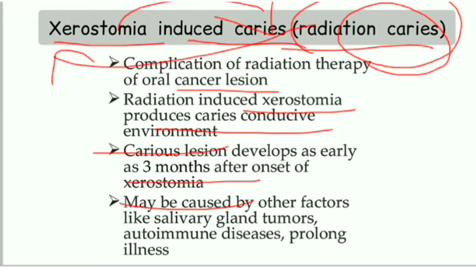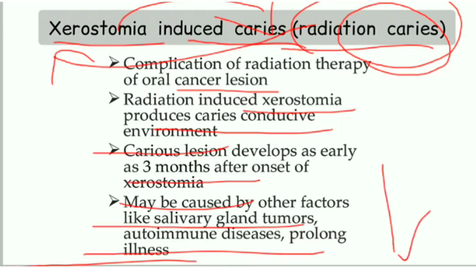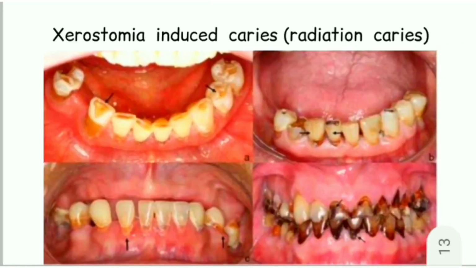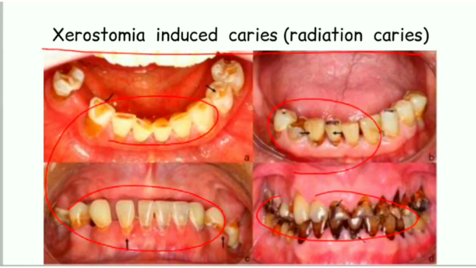It may be caused by other factors like salivary gland tumor, autoimmune disorder and prolonged illness. Why? Because in a salivary gland tumor the secretion is also reduced. Any kind of autoimmune disease also decreases the secretion of saliva. Prolonged illness can also lead to decreased saliva, and there are certain drugs that also reduce salivary secretion, and all these conditions lead to caries. So this is the radiation caries. You can see these typical pictures of different kinds of radiation caries induced by xerostomia in the mouth.